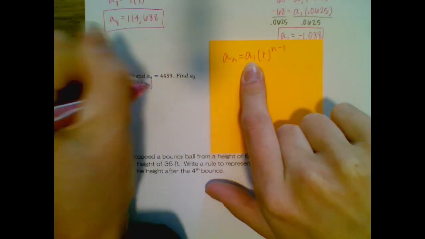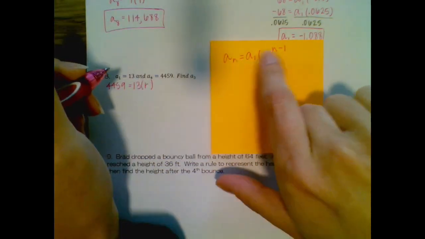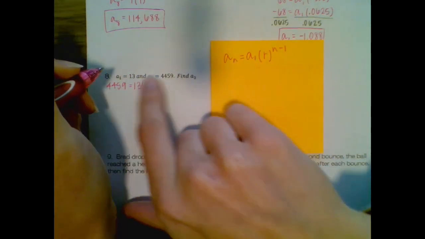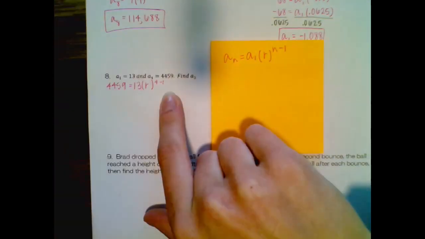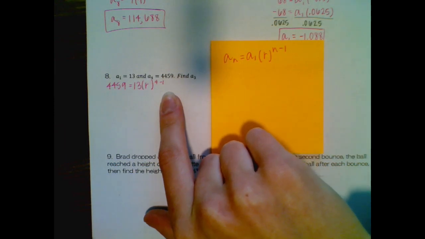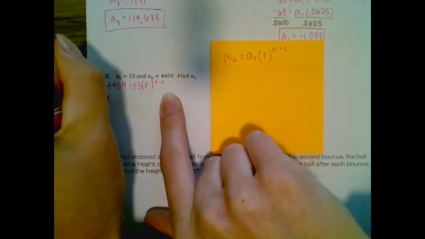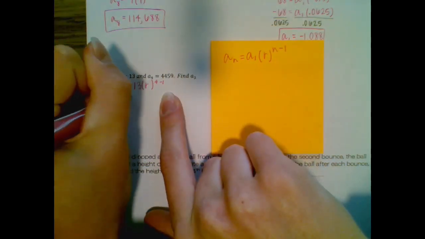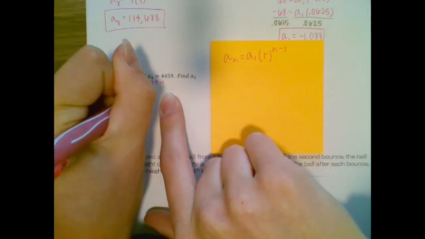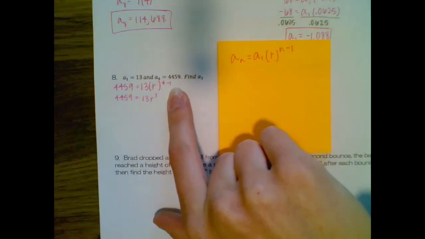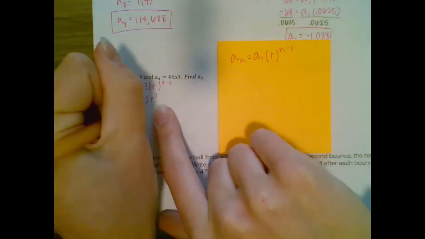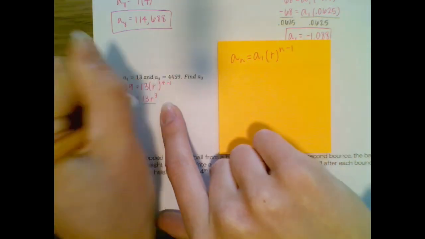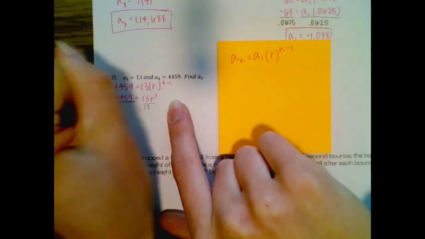We don't know what r is. And my n value is 4 because that's the term number I was looking at. So 4 minus 1. All right. So we get 4,459 equals 13r to the third power here, because 4 minus 1 is 3. All right, to get r by itself, this 13 is being multiplied by it, so I'm going to divide by 13.